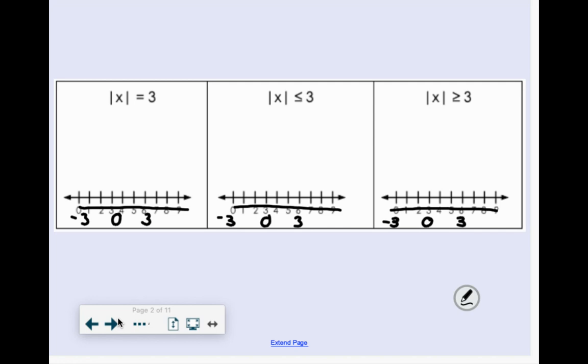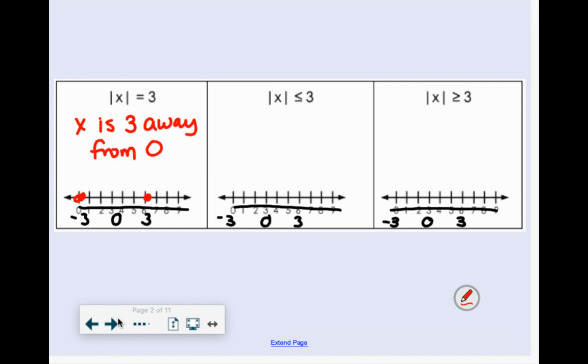So, moving on. If we want the absolute value of x to equal 3, you should know by now that there are two solutions to this, 3 and -3. Okay? Because both of those are 3 away from 0. On this one, we want x to be exactly 3 away from 0.